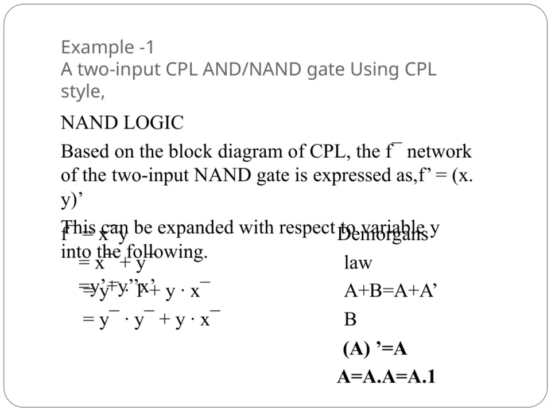Here, we're looking at an example of a two-input NAND gate using CPL style. The focus is on NAND logic. Starting from the block diagram of CPL, the function for the NAND gate is represented as f prime equals the complement of x and y, or f prime equals the complement of x dot y. Then, this expression is expanded with respect to y, transforming into f prime equal to x complement y. This can be rewritten as x complement plus y complement, which is equivalent to y prime plus y double prime times x prime.